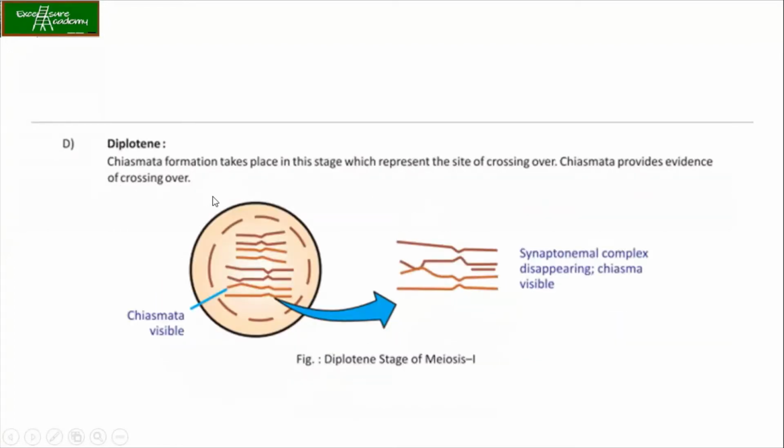Diplotene. So chiasmata formation takes place in this stage, which represents the site of crossing over. Okay. So here you can see, this is the area where the synaptonemal complex is formed and the chiasma, as you can see, it is formed and the exchange is happening. Okay. Now because of this exchange only, the recombinant strand is formed. Everyone knows about it, I believe.